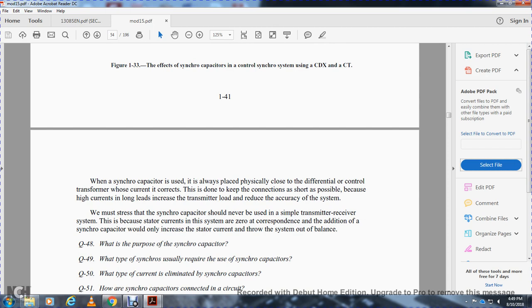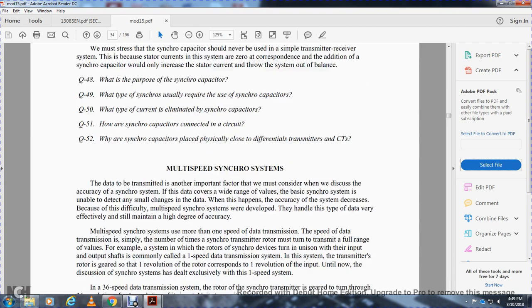The synchro capacitor should never be used with simple transmitter and receiver systems, because the stator current in the system is already at zero at the corresponding position, and the addition of a synchronizing capacitor would only increase the stator current in the system without a balance.